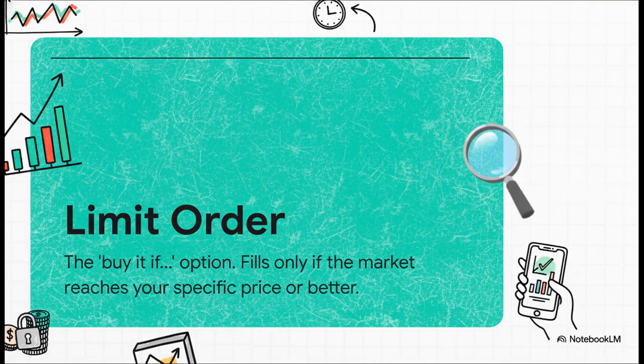Now, a limit order is totally different. This is your buy it if command. You're basically setting a rule for the market. You're saying, hey, I want to buy some Bitcoin, but not right now. Only buy it for me if the price drops to, say, $30,000. It puts you in the driver's seat, giving you total control over your entry price.